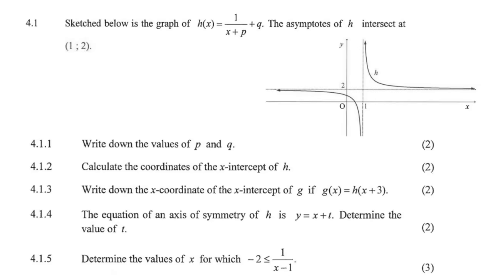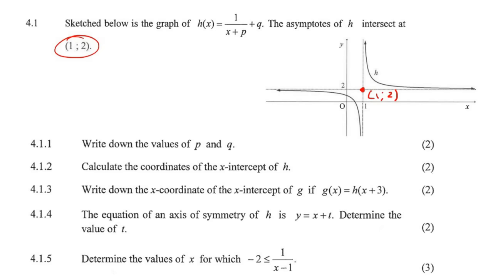Sketched below is the graph of h of x. Now you should immediately identify that this is the equation of a hyperbola, and we can see over here we have a hyperbola. What are the asymptotes? It's the dotted lines. We can find those dotted lines from the equation over here and over here, but we'll get to that just now. Then it says the asymptotes intersect at the point (1; 2). So that point over there would have an x value of 1 and a y value of 2. You can see this x value is 1, you can see this y value is 2, so where they intersect is the point (1; 2).